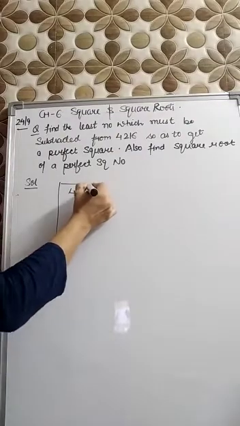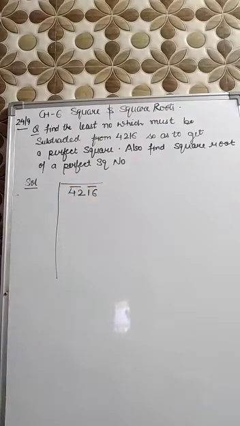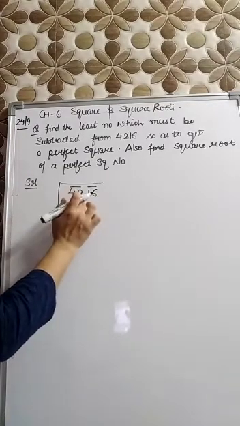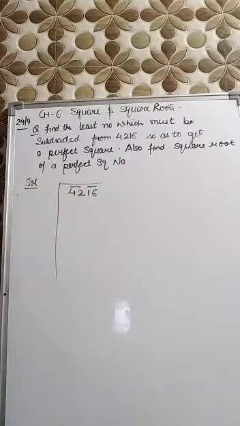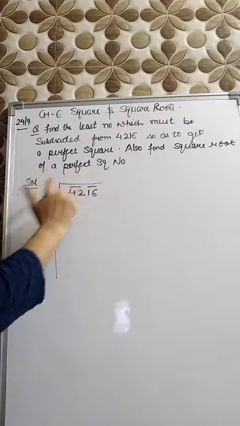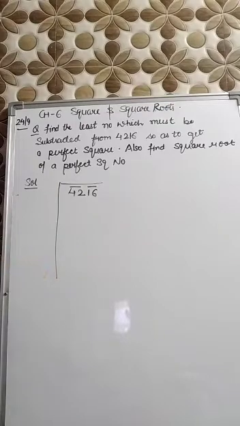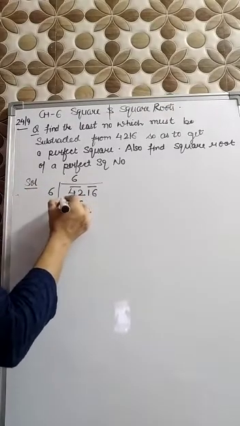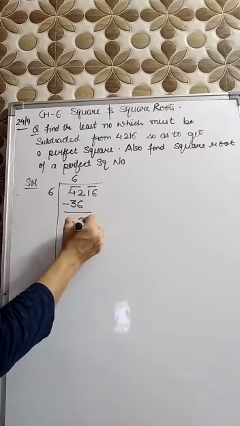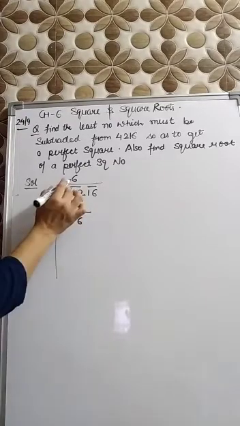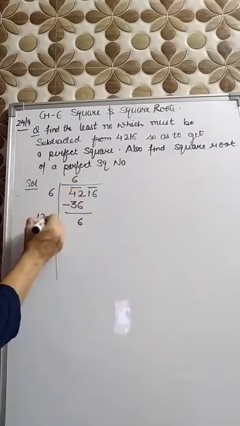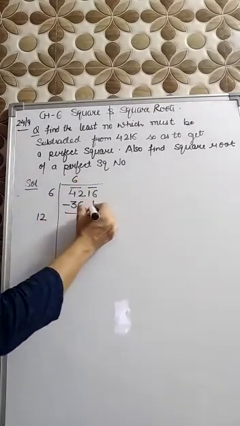Now make the pair of two numbers from right hand side. You will get, we have first pair 42 and the second is 16. Now you will take 6 6 are 36, 7 7 are 49. So you will take 6 6 are 36. This, when you subtract it, you will get 6. Now make the square of it. 6 2s are 12. Now take the next pair down.